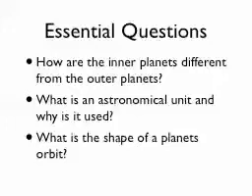We have 3 essential questions that you'll want to be able to answer by the end of this lesson. You should write these questions down in your notebook so that you're able to answer them by the time you finish this lesson. Your questions are, how are the inner planets different from the outer planets? A nice way to do this in your notes is to make a Venn diagram. Our second essential question is, what is an astronomical unit and why is it used? And the last one is in regards to the shape of planets' orbits.